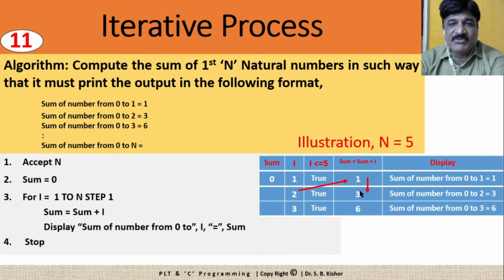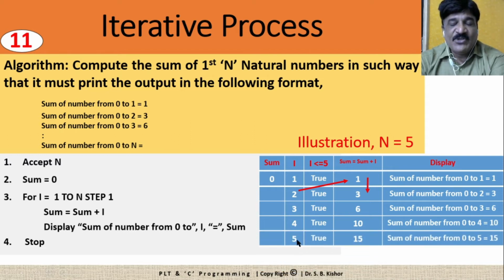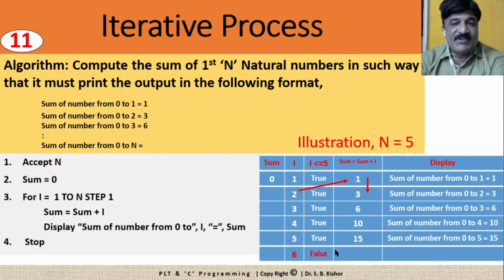See what is happening: addition of 1 plus 2 becomes 3. Now the value of I is 3. 3 is less than 5. Yes, condition is true. So previous sum, that is 3. 3 plus 3 is 6. So sum of numbers from 0 to 3 is 6. Then the value of I becomes 4. 4 is less than 5. Condition is true. So previous sum, that is 6. 6 plus 4, that is 10. So sum of numbers from 0 to 4 is 10. And the value of I becomes 5. 5 is less than 5? No, it's equal. So again condition is true. So previous sum plus 5, it becomes 15. So sum of first 5 numbers, from 0 to 5, is 15. Finally, the value of I becomes 6.